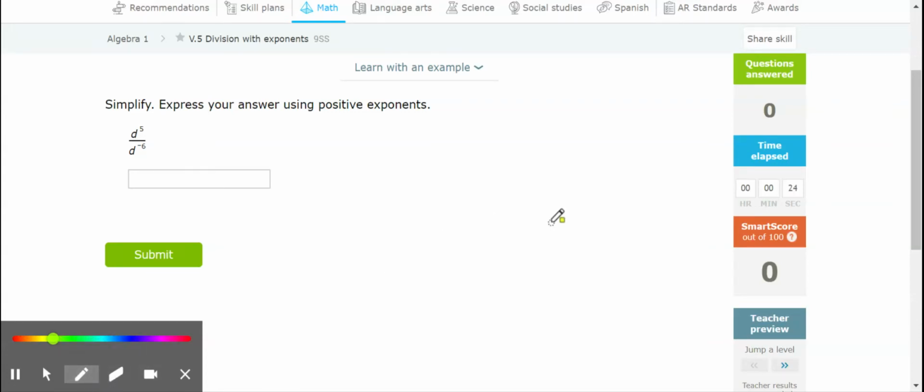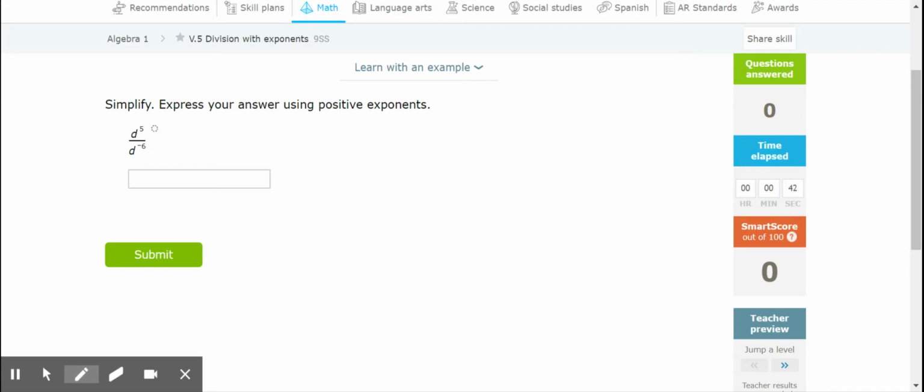Okay, so we're working on V5. We're going to get to a 70 SMART score. V5 is about division with exponents. As long as the base of the numerator and the denominator is the same, all we do to the exponents is subtract them.